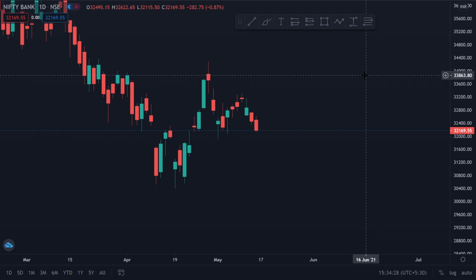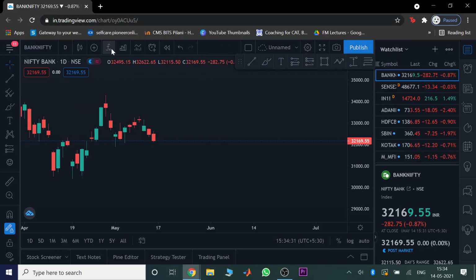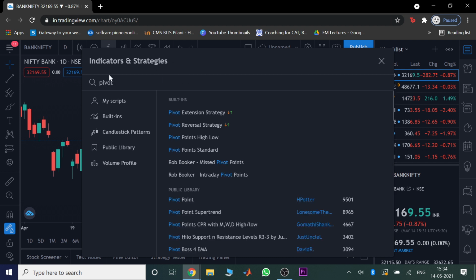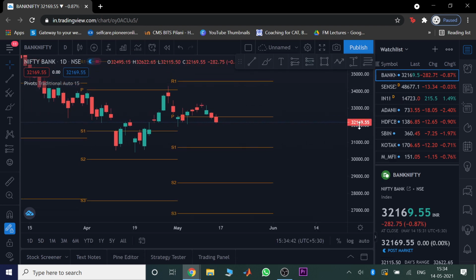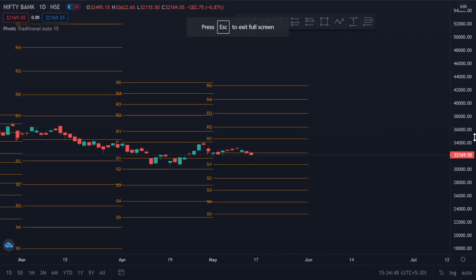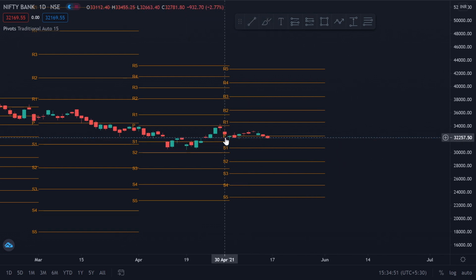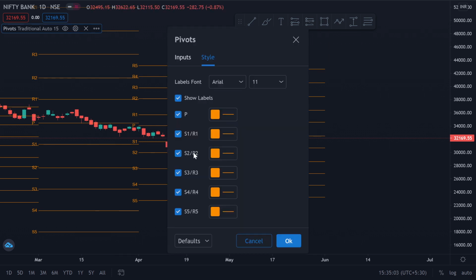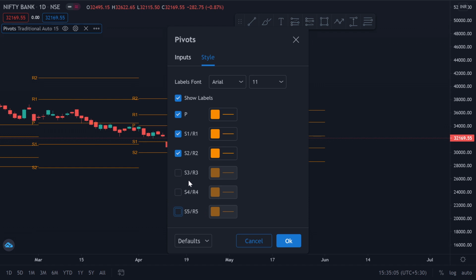So what are pivot points? On the TradingView platform, if we type pivot points in the indicators and strategies area, we get this here, Pivot Points Standard. This is what we have to select. In case you haven't already used it, this is how it comes up. You have one line which says P, and then you have R1 to R5 and S1 to S5 below this P. Because these are almost 11 lines which are unnecessary at times, I will remove 6 of these. So S3, S4, S5 and R3, R4, R5 I'm removing.